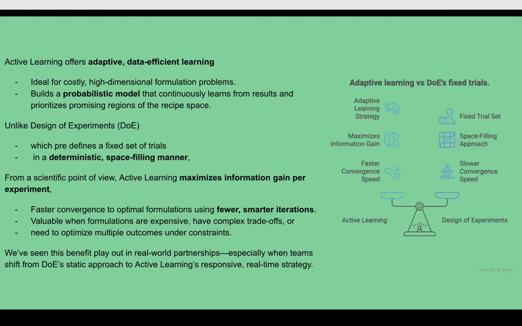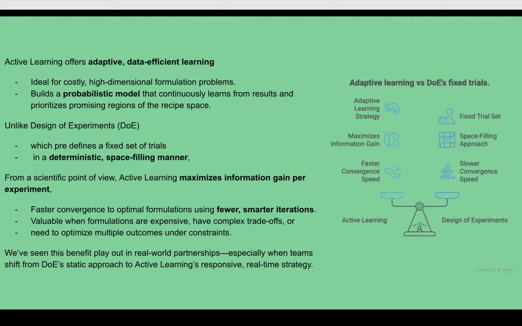From a scientific point of view, active learning is maximizing information gain per experiment. You're not just about creating a bunch of data from running several experiments, but you're trying to figure out what is the maximum amount of information, which is different from data, that you can gain per experiment. So with the fewest iterations, the fewest number of experiments, how do you converge to the ideal formulation with the minimum required investment? And it's extremely valuable when the entire process is very expensive.